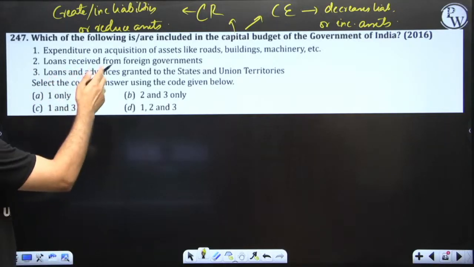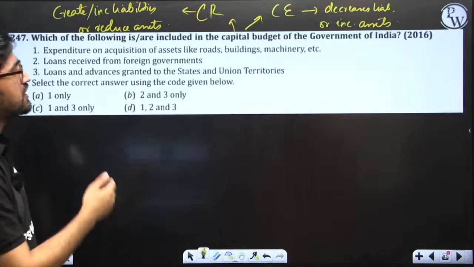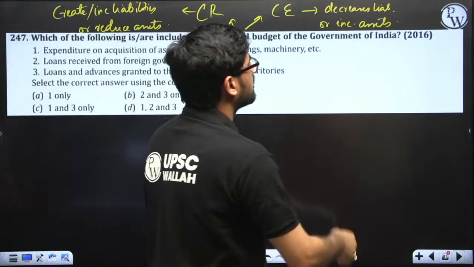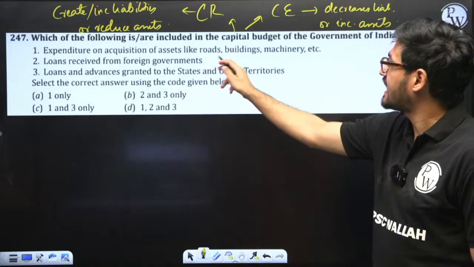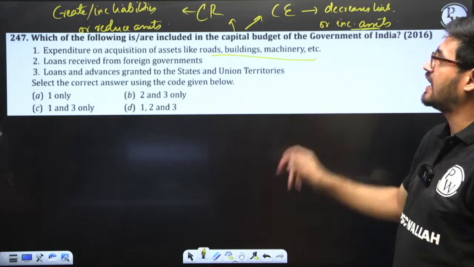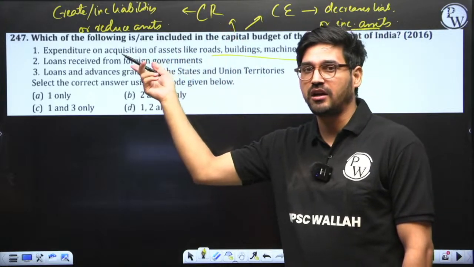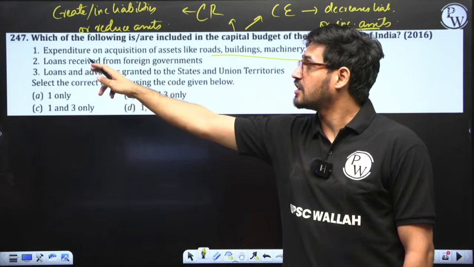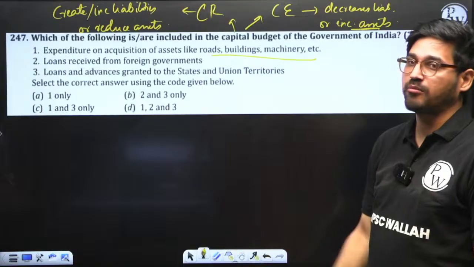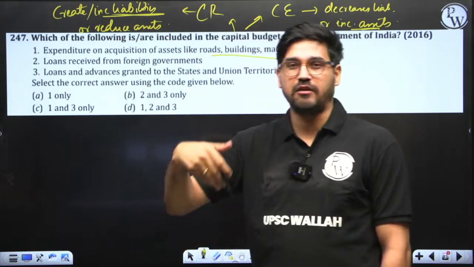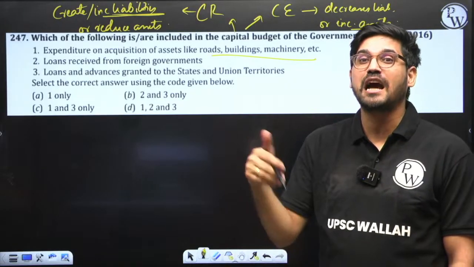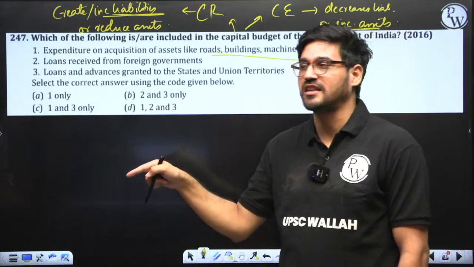First one says expenditure on the acquisition of assets such as roads, buildings, machinery. Now this is expenditure which is creating assets for you, increasing your assets. That means it will be a part of the capital budget. Second one says loans received from foreign governments. Loans are going to increase your liabilities because you'll have to pay this money back. So this is a capital receipt, a debt creating capital receipt.